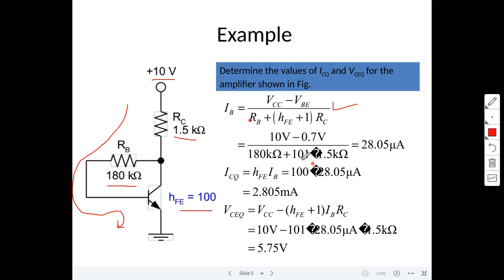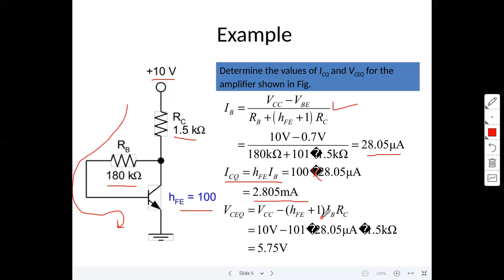So IB is equal to 28.05 microamperes. Then ICQ is equal to HFE into IB. Here HFE is equal to 100, multiplied with 28.05 microamperes. That is equal to 2.805 milliamperes.